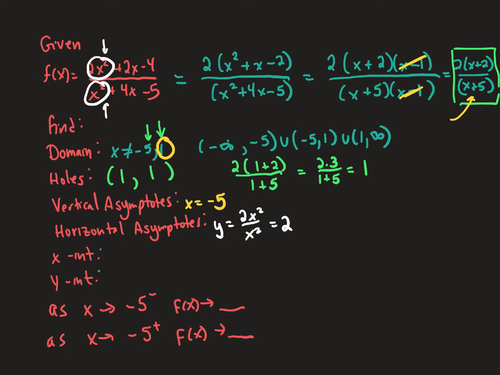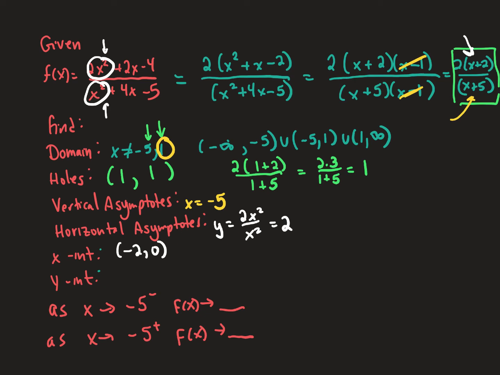And if the degree on the top is bigger, then it is going to be some kind of oblique asymptote where you have to long divide. Now the x-intercept is what's going to make the top equal to 0. The factor of 2 doesn't really matter, but the x plus 2 does, and negative 2 is what makes that 0, because negative 2 plus 2 is 0.